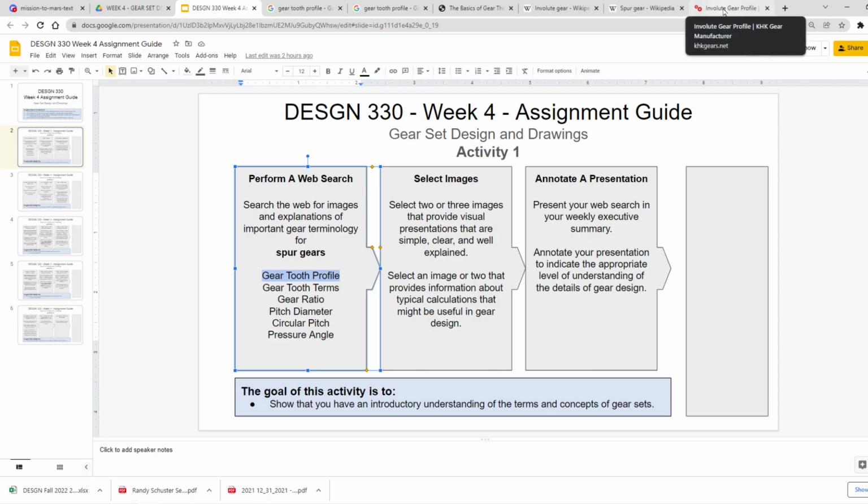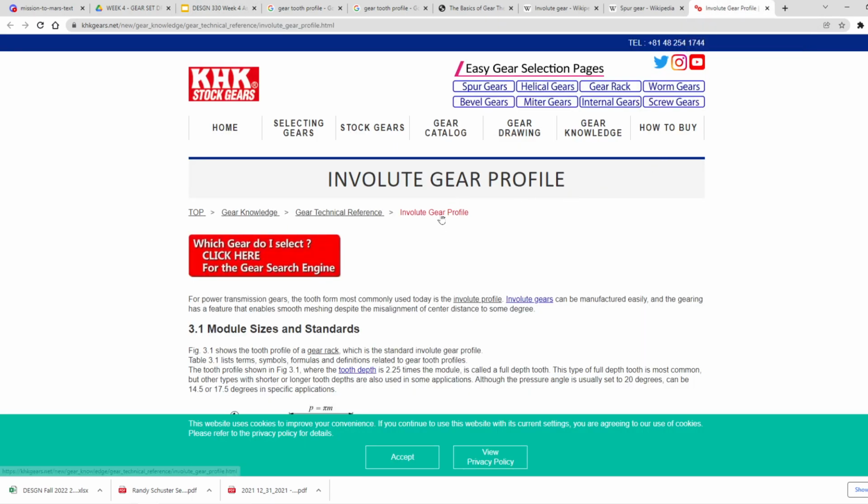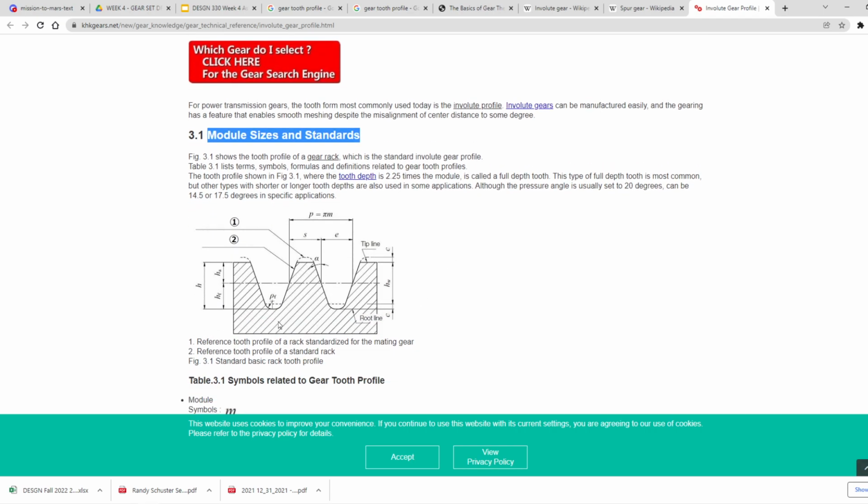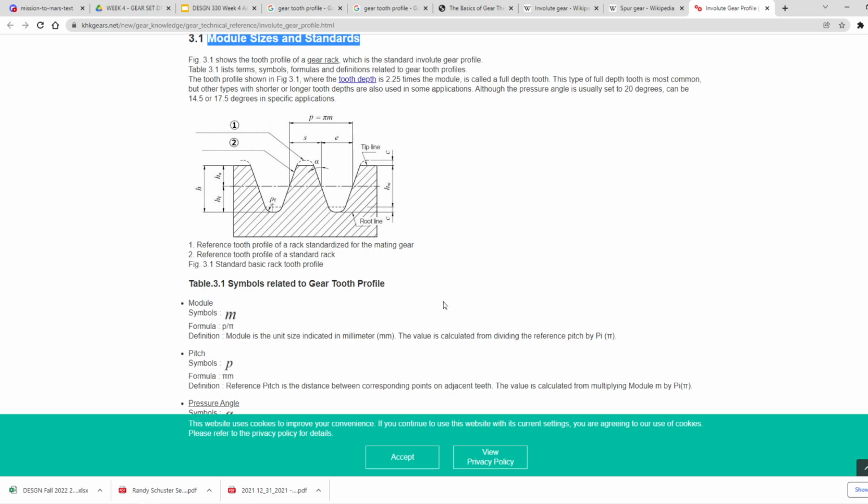And here I see involute gear tooth profile. There's something about modules, sizes, and standards that might be important for me to understand. Here are some definitions of what a gear tooth looks like, and I see that there are some parts of it. That's a cross section of a gear. This P goes from one point of a gear tooth to the same point on the other side. There's S, there's E, and we'd want to know what those look like.